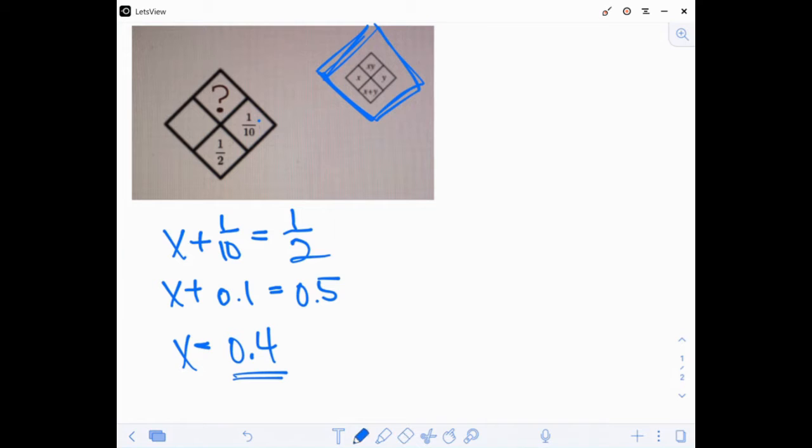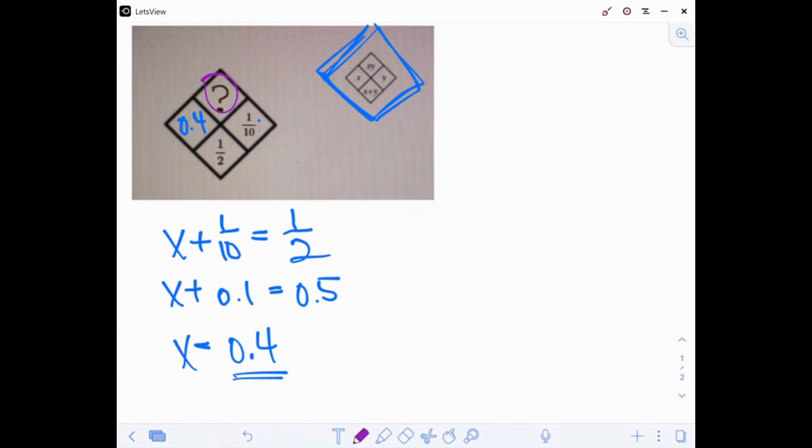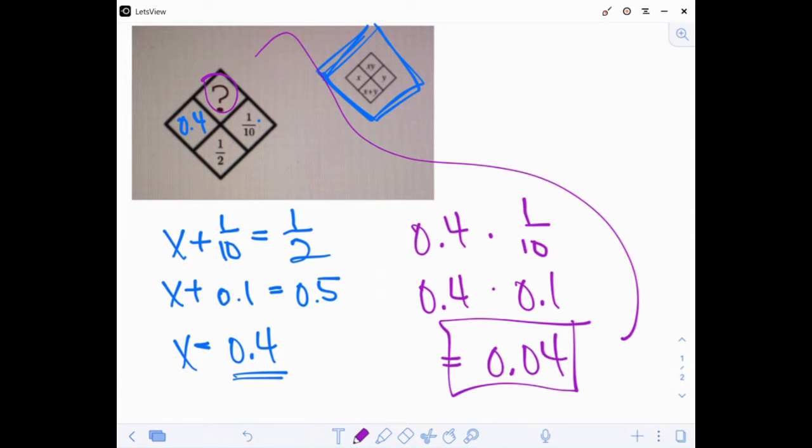So if we know that this is 0.4, all we need to do is multiply those numbers together to get this question mark. So 0.4 times 1/10. I'm going to do the same thing. I'm going to convert everything to decimals. It'll be easier for me to deal with. 0.4 times 0.1. Well, that equals 0.04. So that's the answer. 0.04 is the answer that goes where the question mark is.